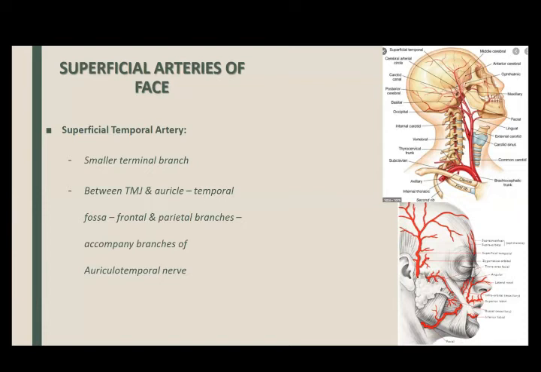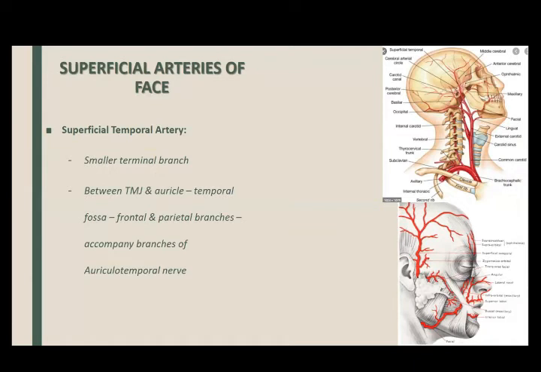It arises between the external auditory meatus and the temporomandibular joint. This is the external auditory meatus, this is the temporomandibular joint. So in between them is the site where the external carotid artery, ये सारी external carotid है, gives off the superficial temporal branch, which is a terminal branch of the external carotid artery.